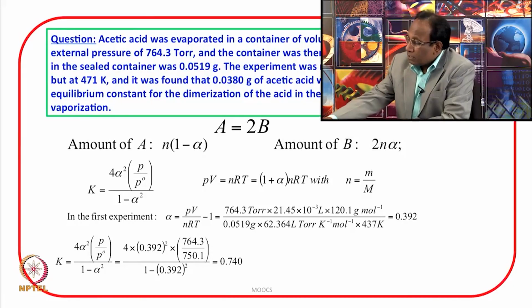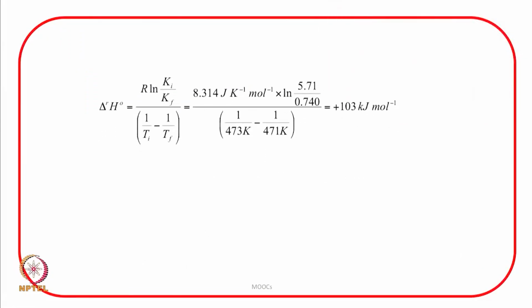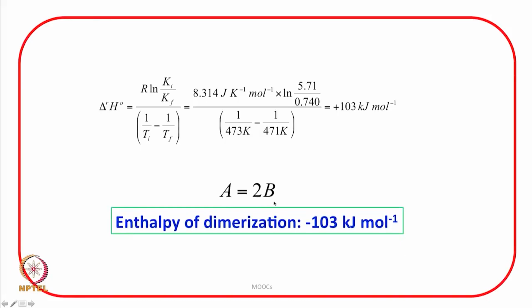Similar calculations for the second experiment at 471 Kelvin, K will be equal to 0.764. Now, you have K at two different temperatures and I can easily calculate the value of enthalpy. This equation we have discussed many times. This comes from the integration of the Van 't Hoff equation between two limits of Ti and Tf, and after the substitution we get the enthalpy to be plus 103 kilojoules per mole, but remember that this enthalpy is for the process A going to 2B. Therefore, dimerization, which is the reverse reaction, the enthalpy of dimerization will be the negative of this, minus 103 kilojoules per mole.